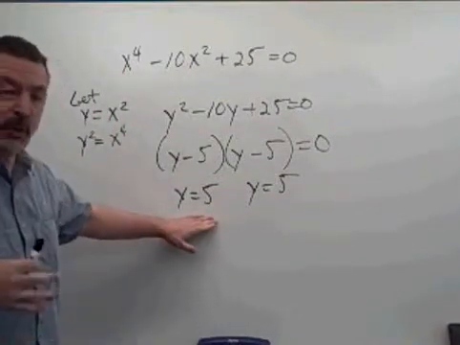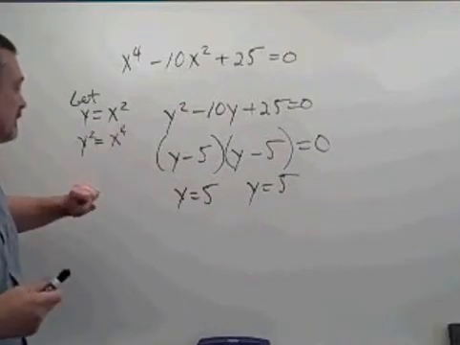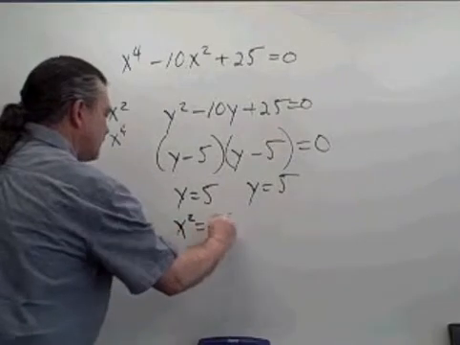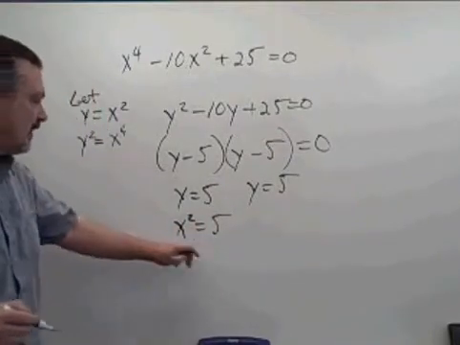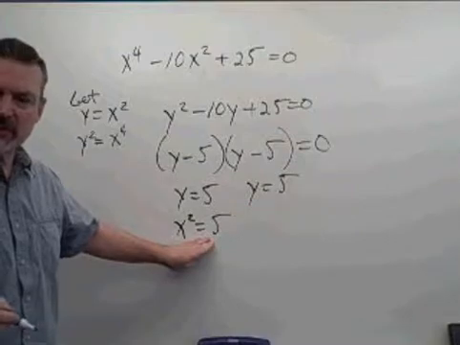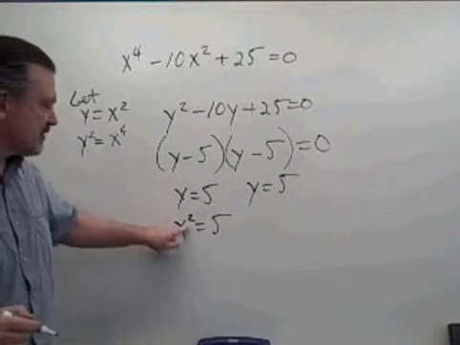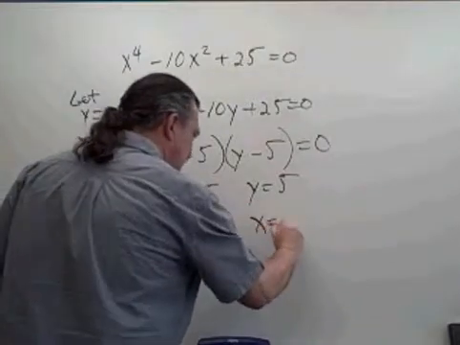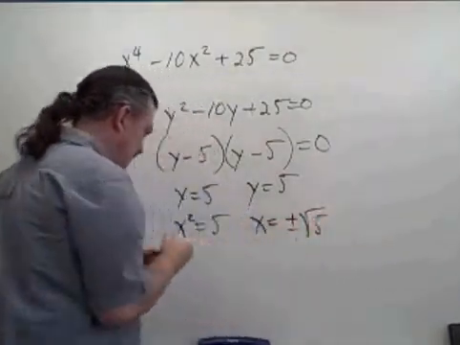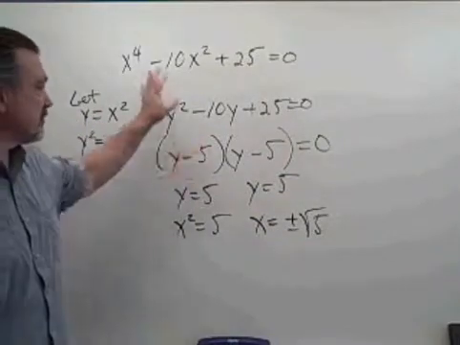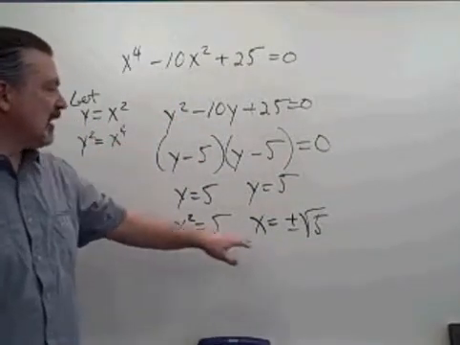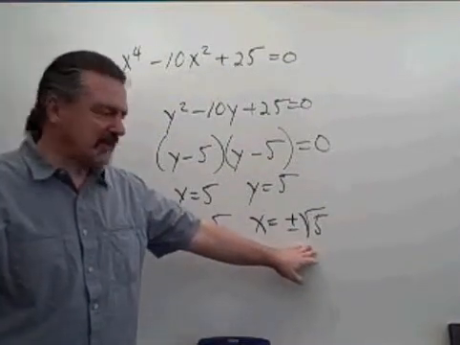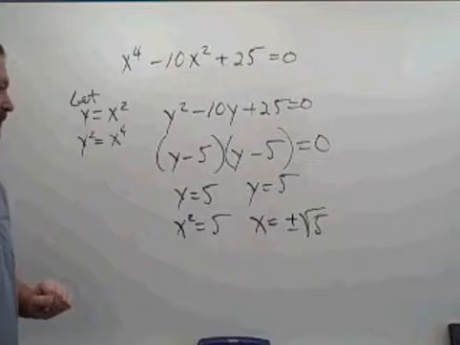But y was just holding the place of x squared. So we now substitute back. X squared equals 5. Well, that's a quadratic equation that I can solve by the square root property. Something squared equals a constant. So the something being squared, x, is equal to plus or minus the square root of the constant. So the solutions to this equation are positive and negative square root of 5. And that's the exact solution. I can't simplify the square root of 5 any further.